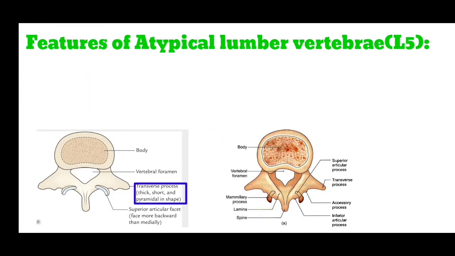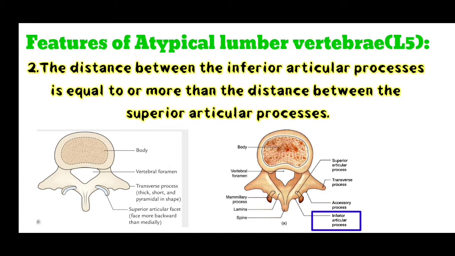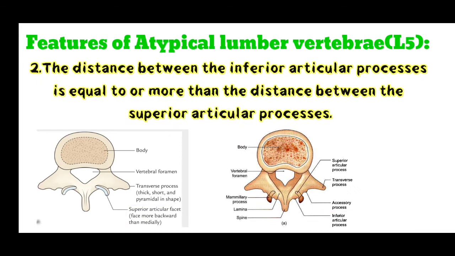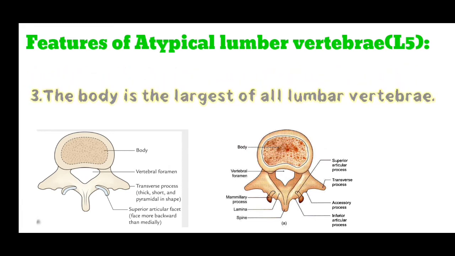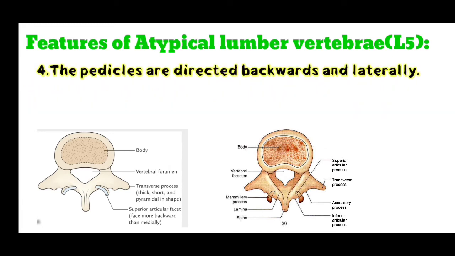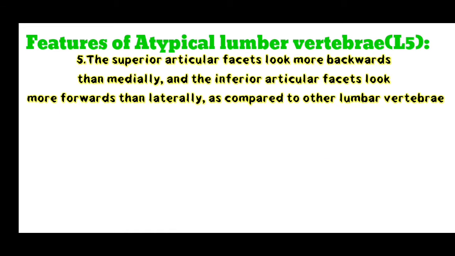Features of atypical lumbar vertebrae: the transverse processes are thick, short and pyramidal in shape. The distance between the inferior articular processes is equal to or more than the distance between the superior articular processes. The body is the largest of all lumbar vertebrae. The pedicles are directed backwards and laterally. The superior articular facets look more backwards than medially, and the inferior articular facets look more forwards than laterally, as compared to other lumbar vertebrae.